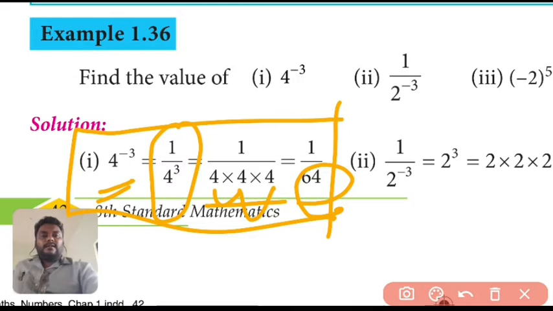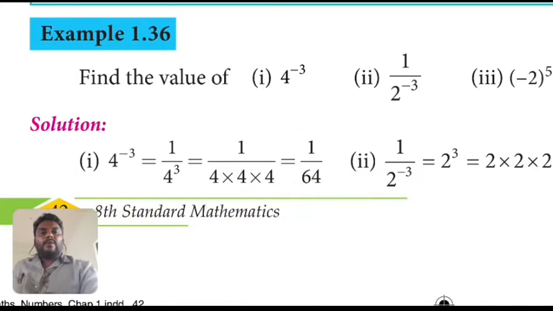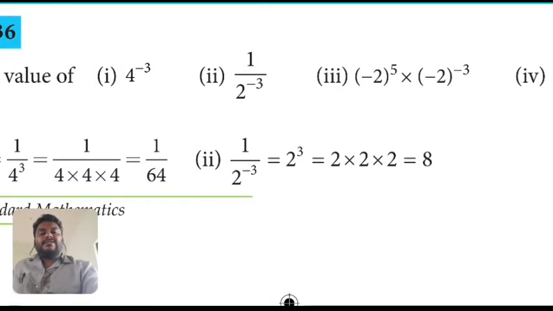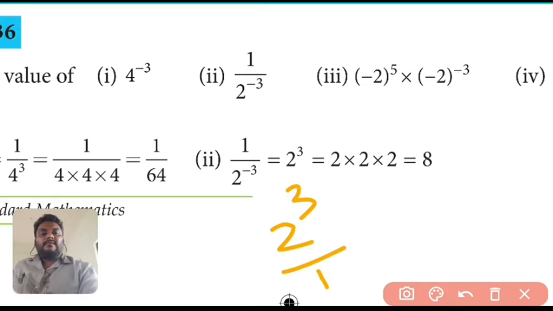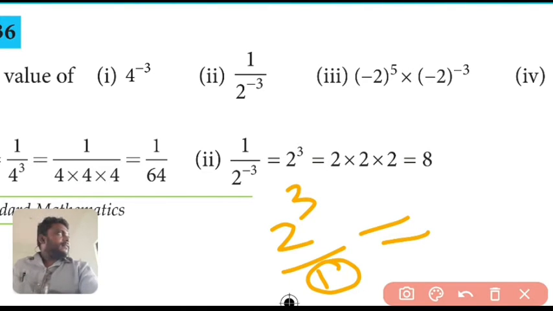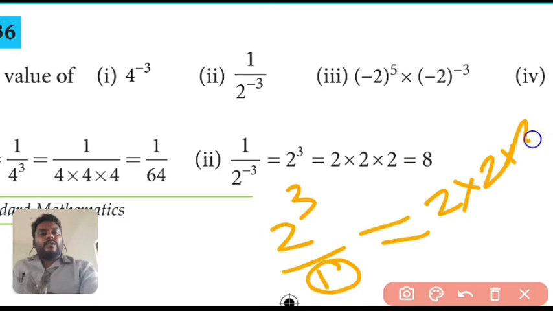Next we move on to the second one: 1 by 2 power minus 3. Here also we take the reciprocal. 1 by 2 becomes 2 power 3 by 1. We do not consider the 1 in the denominator, so we take 2 power 3 only. 2 power 3 means 2 into 2 into 2. 2 2s are 4, 4 2s are 8. So 1 by 2 power minus 3 value is 8.